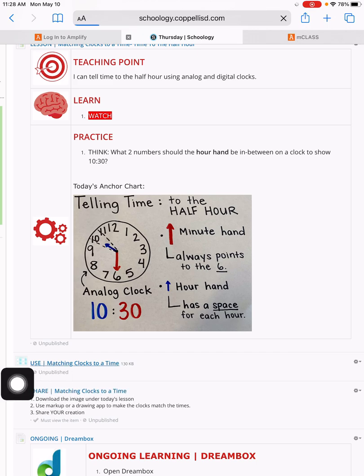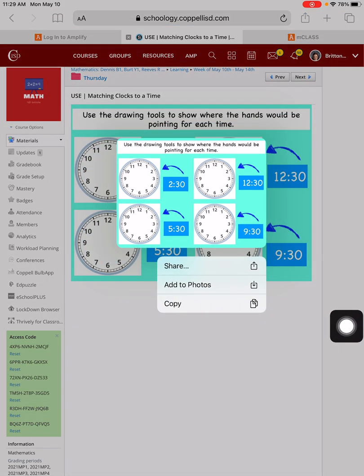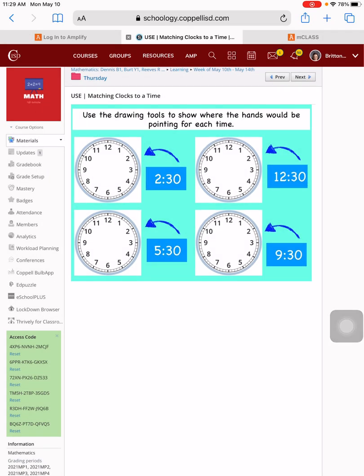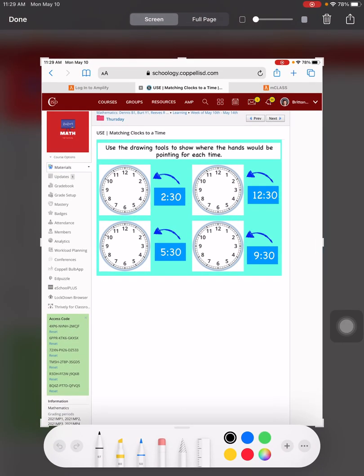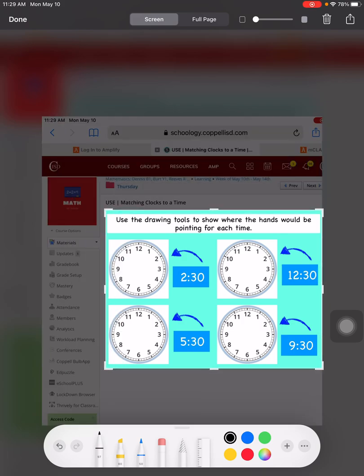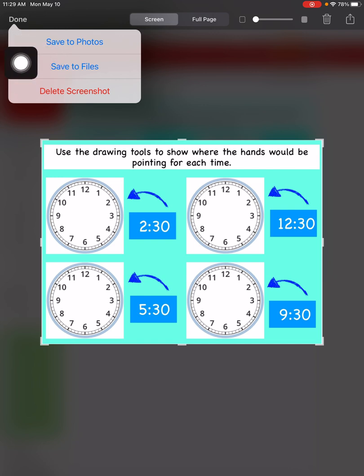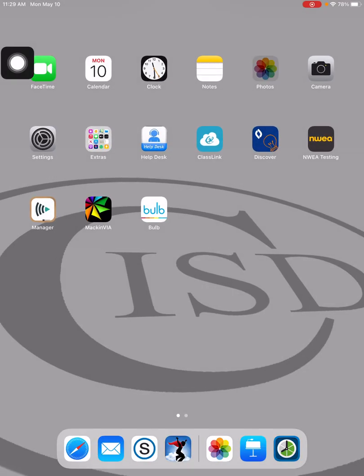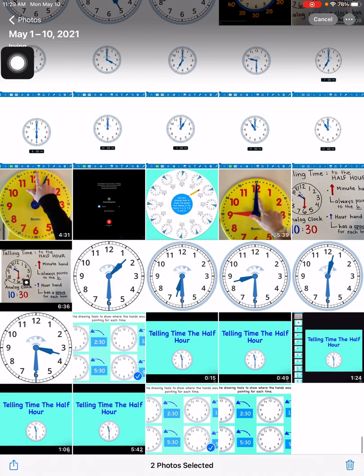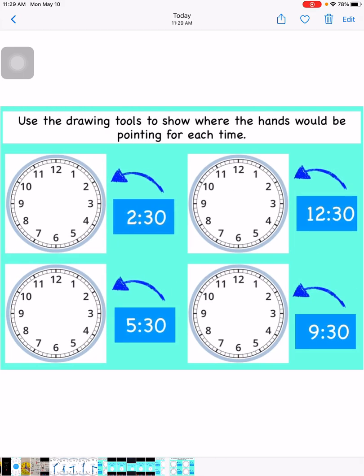You're going to click on that, and you're going to either press and hold the picture and say add to photos, or you might be able to take a screenshot and crop it so that you only see this picture right here. Once you click done, save to photos, you can go to your photos, and there they are. Oops. I have both of the ones I just took a picture of. This is the one I saved, and this is the one I screenshotted.